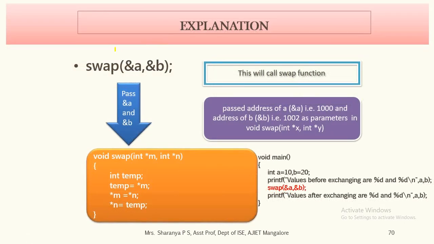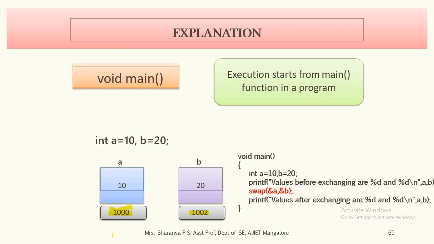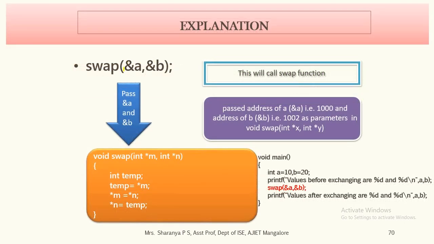Next, after that we have called the function swap with address of A and address of B. Address of A is nothing but 1000 and address of B is nothing but 1002. These two are the values which are passed along with the swap function. Now when it receives, that is void swap, integer star m and integer star n. Since we are passing the address of a variable, in order to receive the address we have to make use of some special variable. That's why we are using pointer variables.